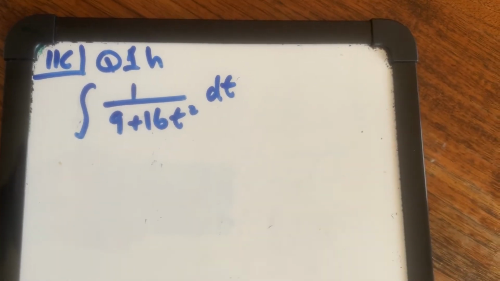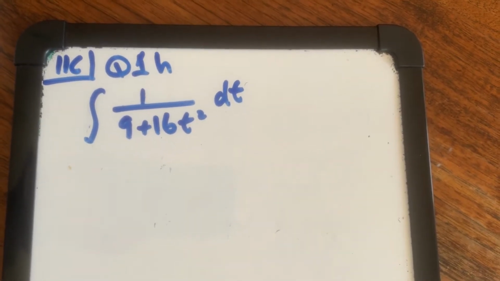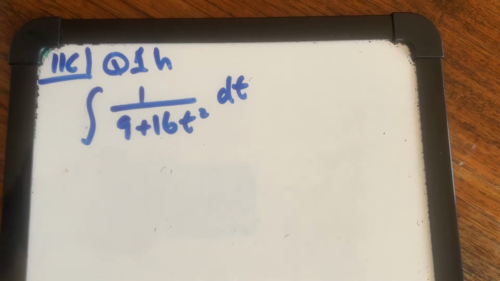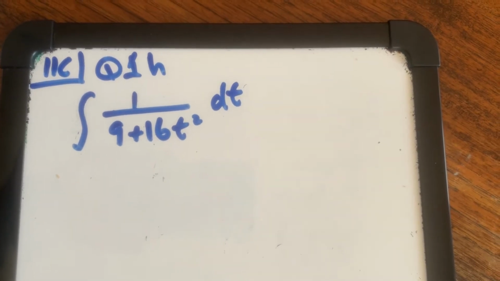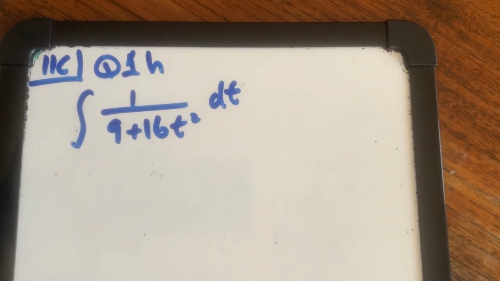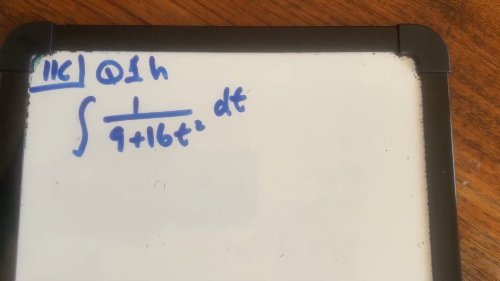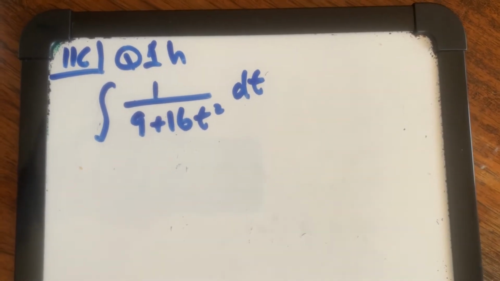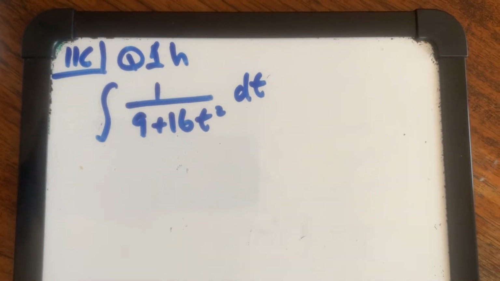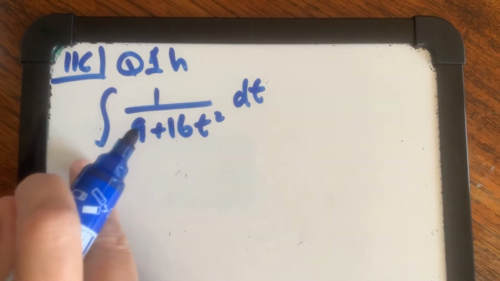Exercise 11C, question 1h. It's the integral of 1 over 9 plus 16t squared dt. All right, we know we are using our inverse trig functions for this.